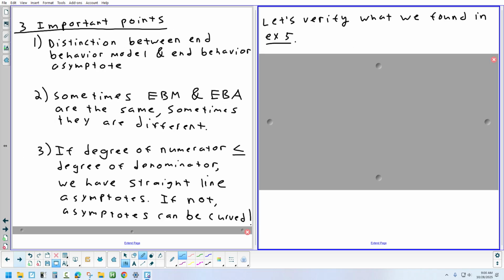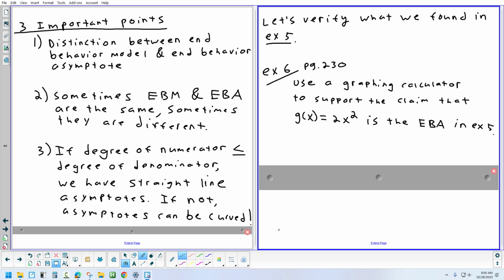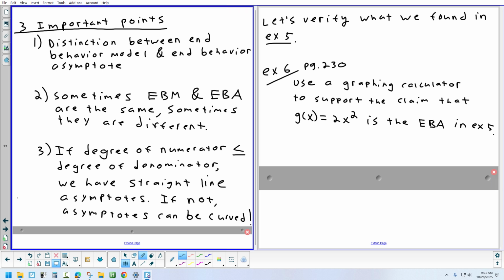All right, so now let's use a graphing calculator to graph the original problem. Let's graph 2x squared so we can see what a curved asymptote looks like. Okay, does everybody have what's on the left?